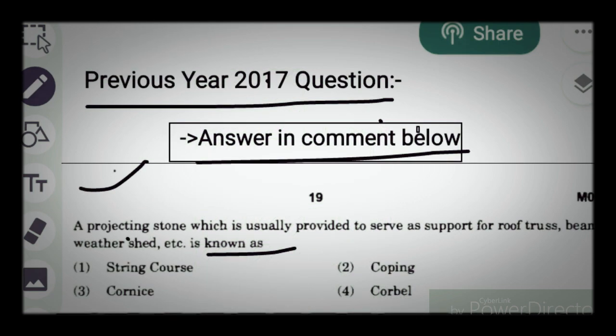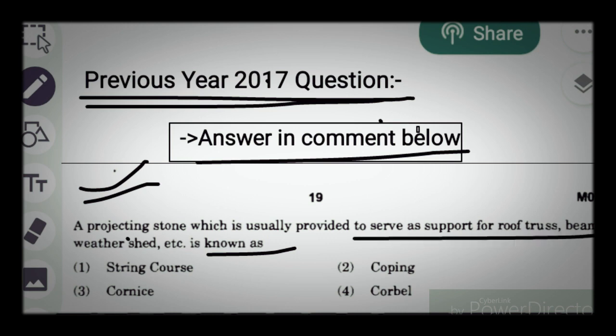Now here is the previous year 2017 question. Question is, a projecting stone usually provided to serve support for roof truss, beam, weather shade, etc. is known as string course, coping, cornice, corbel.